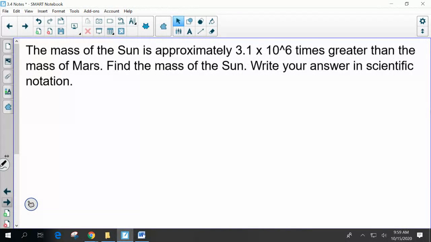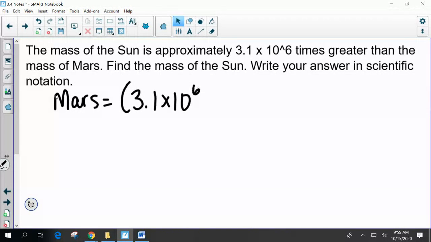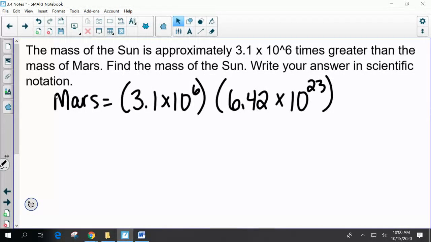The very next problem, the mass of the sun is approximately 3.1 times 10 to the 6 times greater than the mass of Mars. Find the mass of the sun. So your chart gives you the mass of Mars, and I'll write that down. But what are we going to do with those two numbers? You're going to multiply them. It's saying that it's times greater, so multiply. So the sun equals 3.1 times 10 to the 6 times the mass of Mars, and Mars is 6.42 times 10 to the 23rd. So we're going to multiply those. I got that number off of the chart at the very beginning.